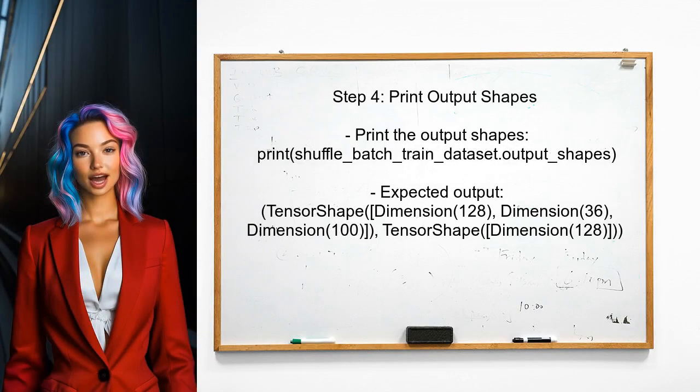Finally, the user should print the output shapes after initializing the iterator. This will help confirm whether the first dimension reflects the batch size of 128 as expected.